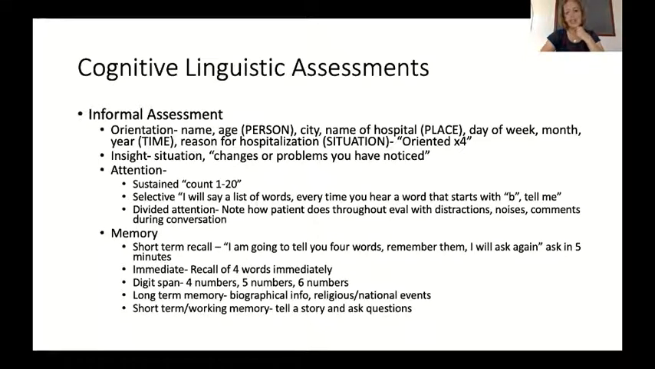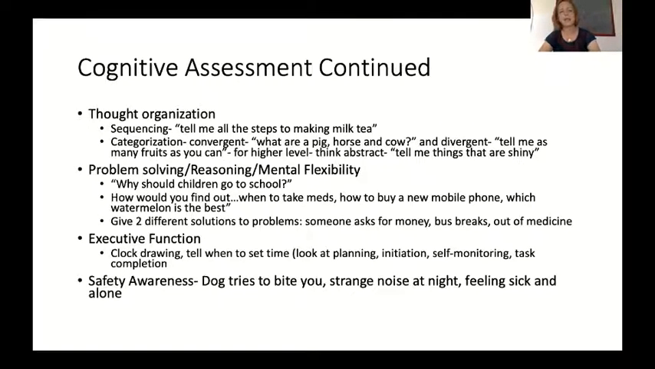You know, memory, I'm going to tell you four words. I want you to remember them. Can they remember immediately? Can they remember afterwards? Can they remember numbers? Thought organization.